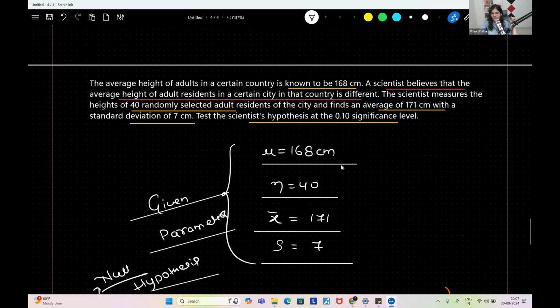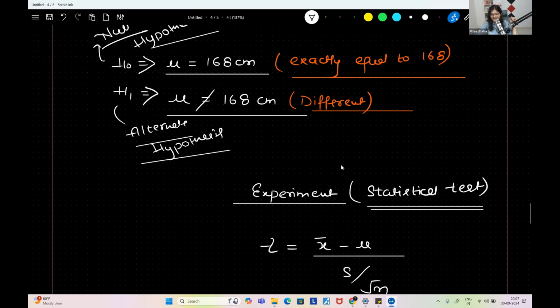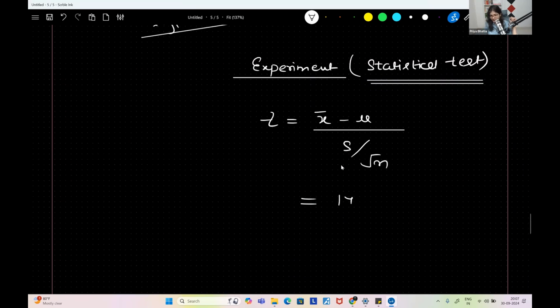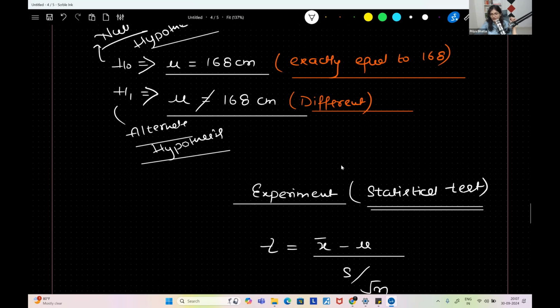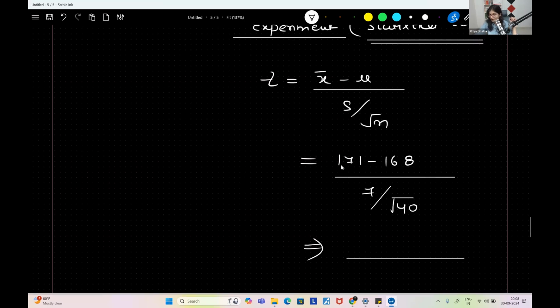So in this case, we will apply the value of t as x bar minus mu upon s upon square root of n. The value of x bar in our case is 171, minus 168, divided by the value of s, which is 7, upon square root of 40. Just solve this and you will get the result.